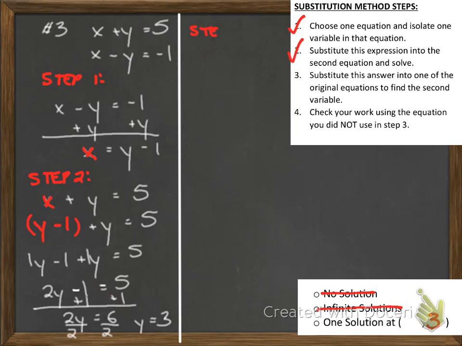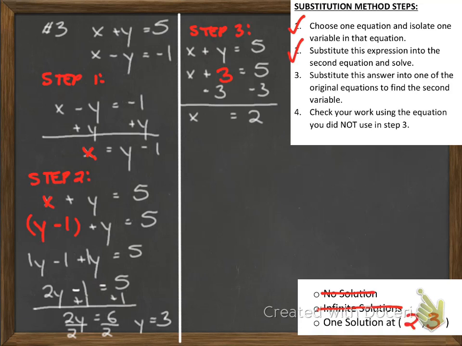So for step 3, I need to use either equation, it doesn't matter which one, to find the other variable. I've already found y, so I need to find x. So let's just pick the first equation, x plus y equals 5. And again, we just found that y equals 3, so we're going to write 3 in place of y. So I have x plus 3 equals 5. I'm going to subtract 3 from both sides, and I get x equals 2.